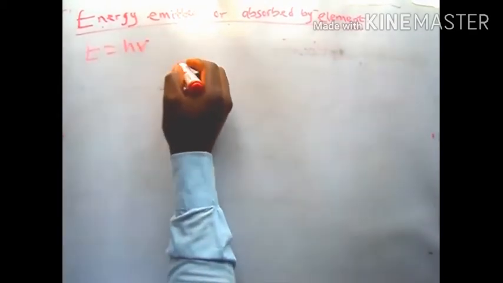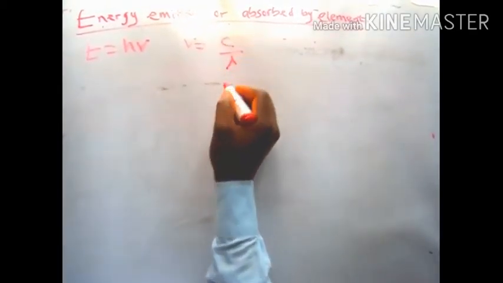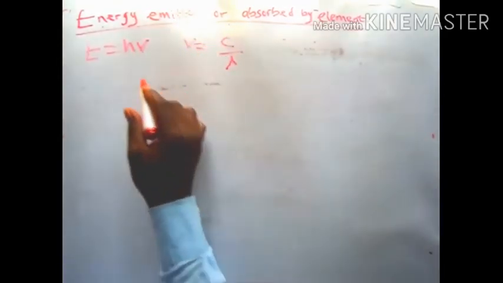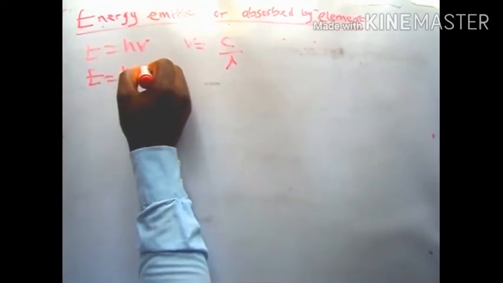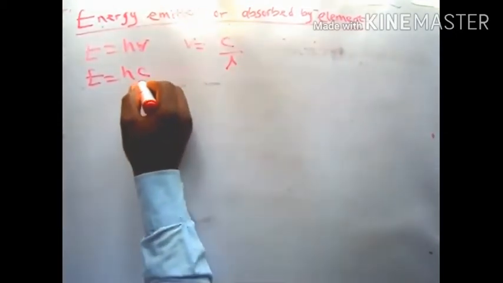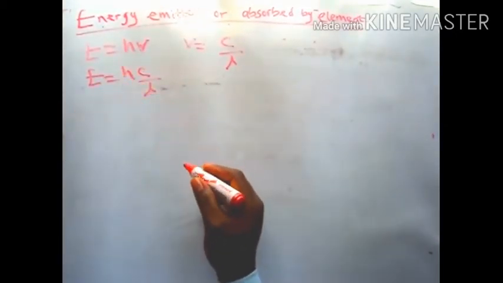Now before we solve the question, let me make this clear. I told you E equals h times frequency, and I told you our frequency is C over lambda. So we can substitute C over lambda for our frequency here. So having the energy equals h C, instead of putting the frequency, we'll put C over lambda. This is also a formula we're going to be using.